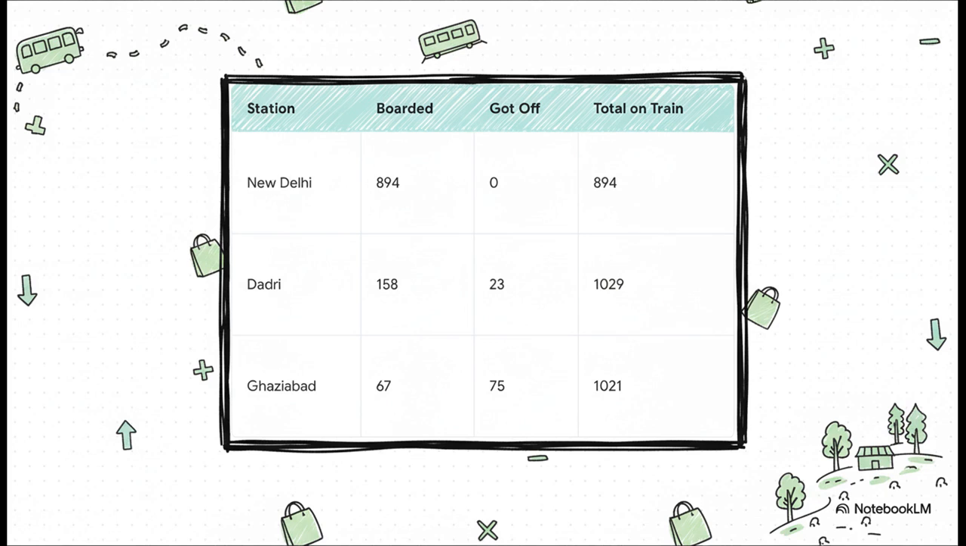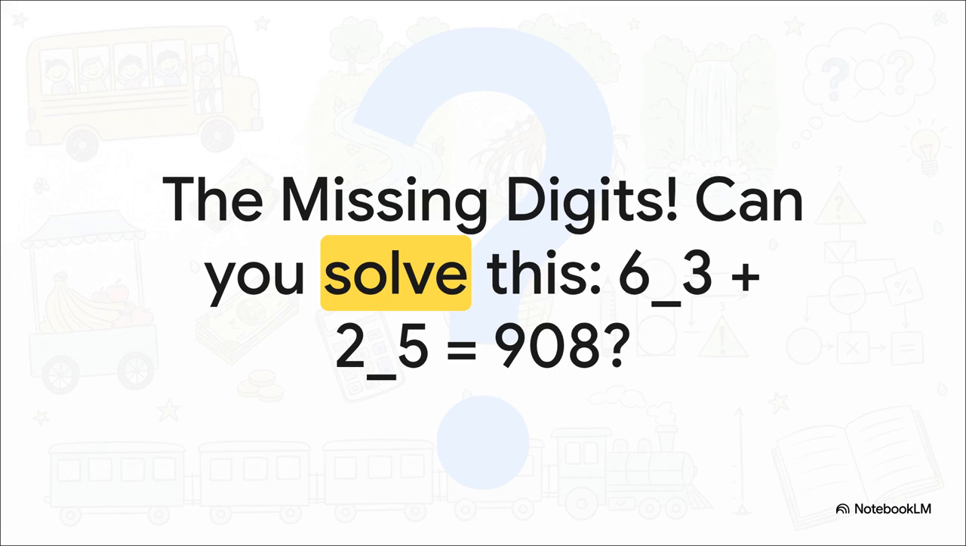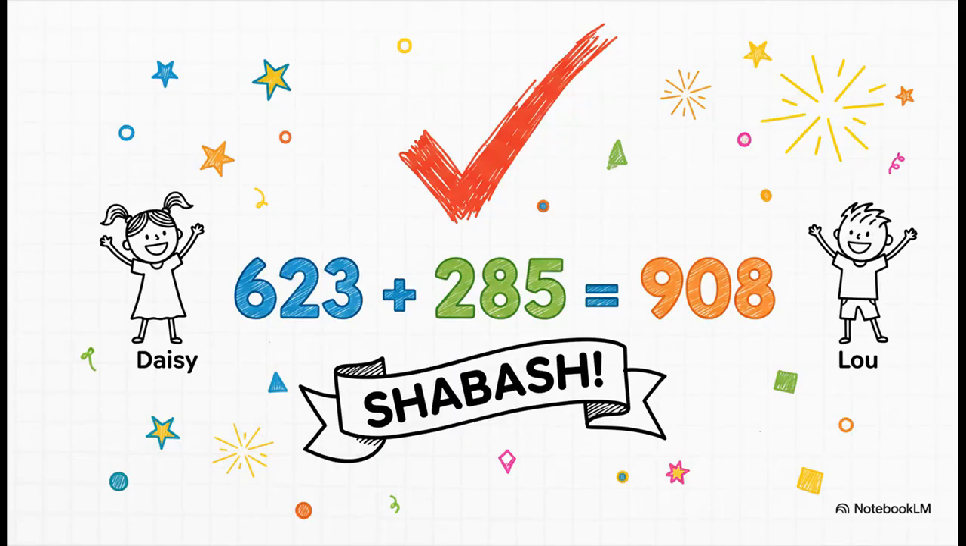All right, my champions, I know your exams are coming near, so let's do a quick brain gym with a puzzle that often appears in papers. This will make your mind super sharp. Here it is, a classic missing digits puzzle. You've definitely seen these before. I want you to pause this explainer for just a moment, grab your notebook, and try to solve it before I reveal the answer. You can do it. Give it a try. Okay, did you get it?